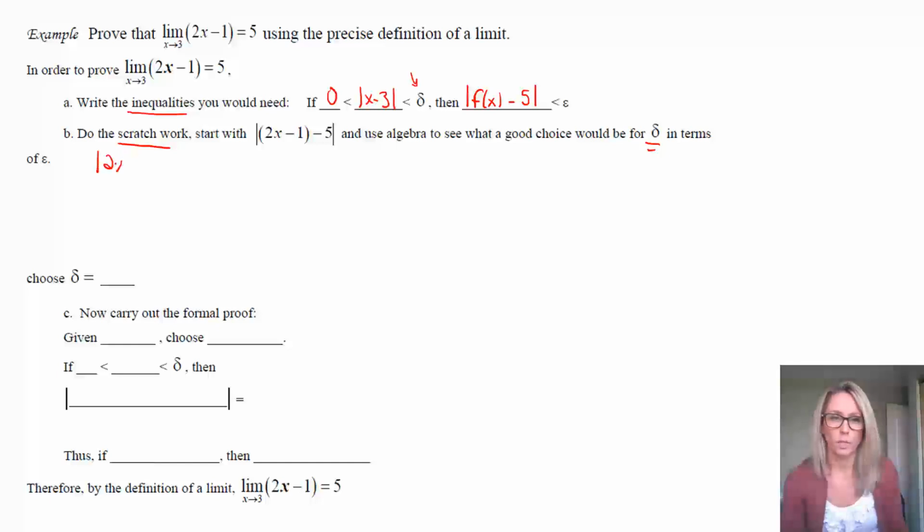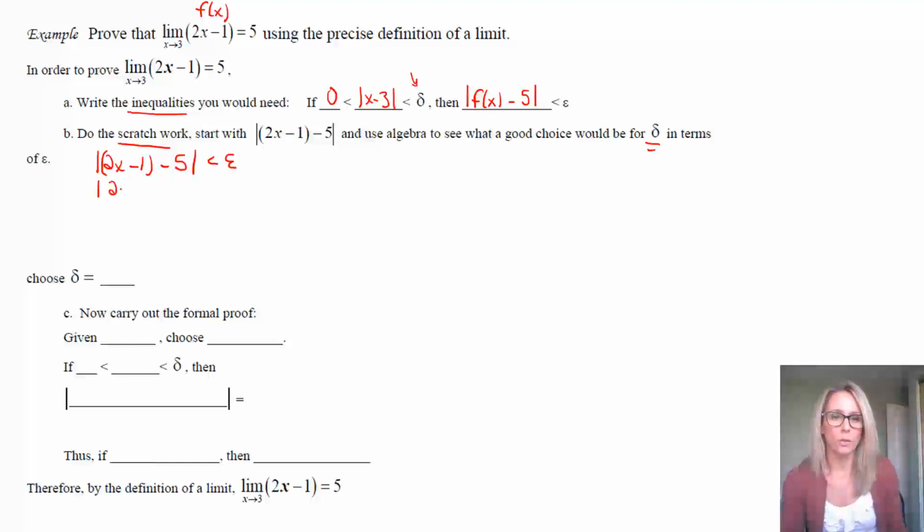So we've got the 2x minus 1. Notice this is our f of x. This is the function here, that's what we have in the limit. So f of x, and we subtract our limit. So that's why you have this. And all you want to do is say, we want this thing to be less than epsilon. So we start with that.